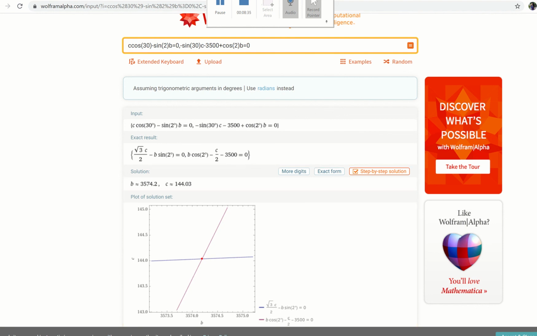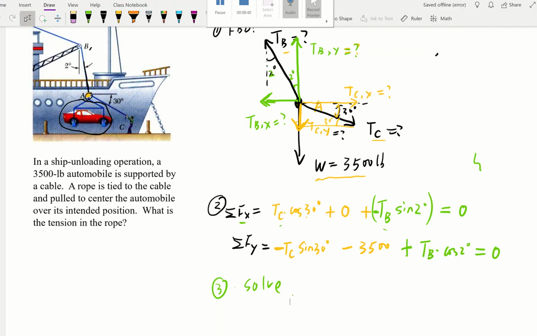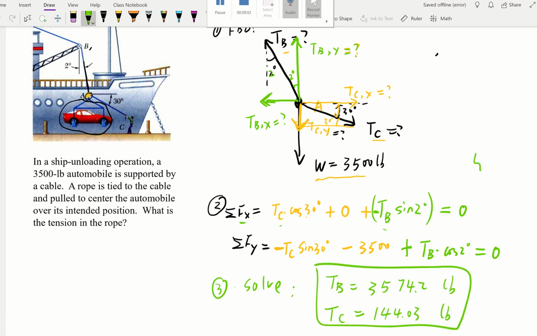So this is going to be your answer for this problem, to solve TB and TC. That is right here. So I'm going to go back to my notes, and we solved it. The answer for TB is going to be 3574.2, and our TC is going to be 144.03. And that's in pounds. Then we have solved this problem. All right, see you next time.